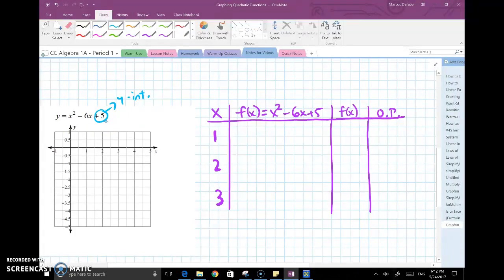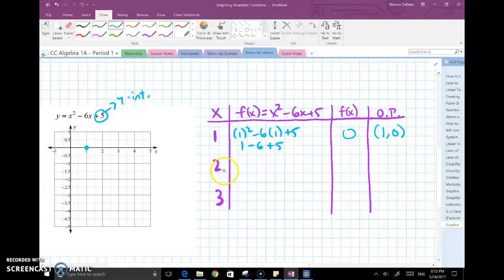And here we go. So this would be the following. It would be 1 squared minus 6 times 1 and then plus 5. So breaking this down, this would be 1 minus 6 plus 5. And putting all three numbers together, that would be a 0. Okay? 1 minus 6, negative 5, plus 5, 0. So my ordered pair is 1, comma 0. So I can go ahead and put that 1, comma 0 right here.